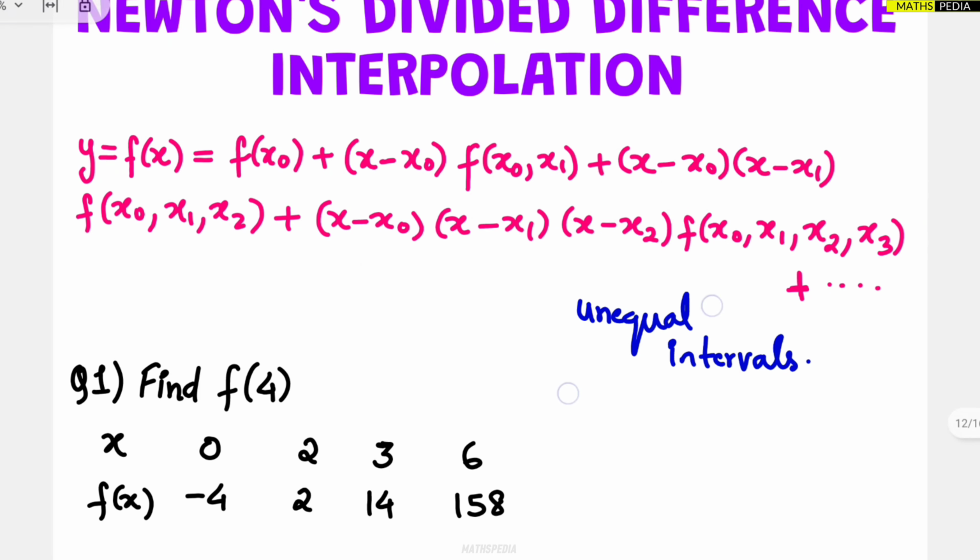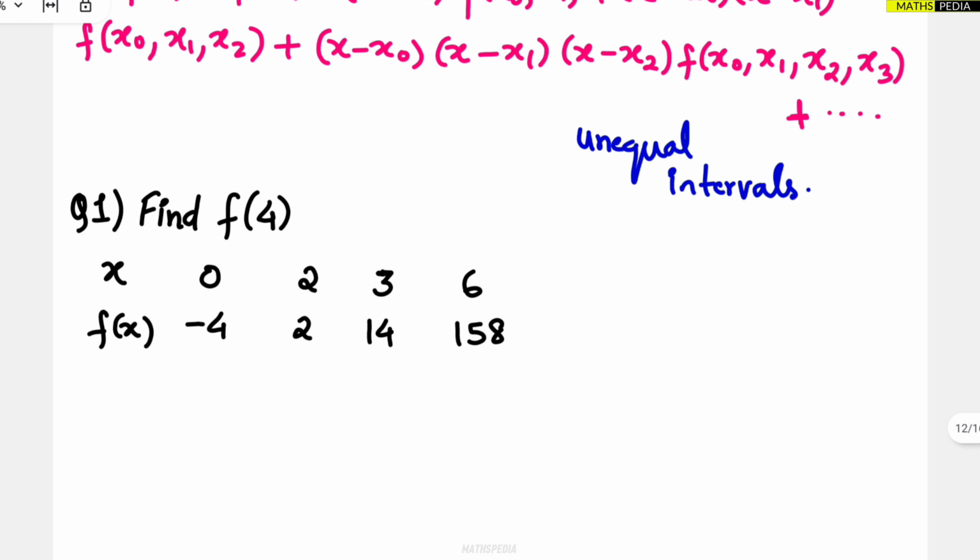Now here, a small question we have taken. Find f of 4. The x values are given and f of x also is given. Now in the x values, you can observe that equal intervals are not there. From 0 to 2 the gap is 2, from 2 to 3 the gap is 1, and from 3 to 6 the gap is 3. But it is given in proper order, either increasing or decreasing. Here it is given in ascending order. Now first we'll form the table. How to form the table? Column wise we'll form it. First x values, then f of x.